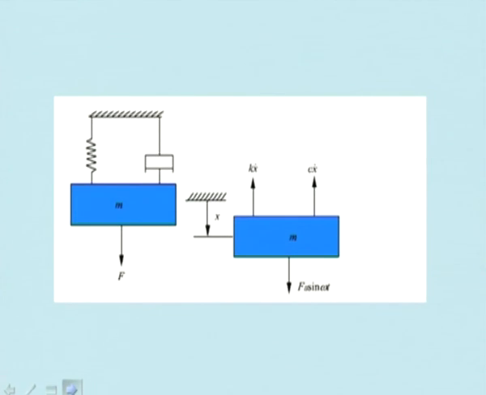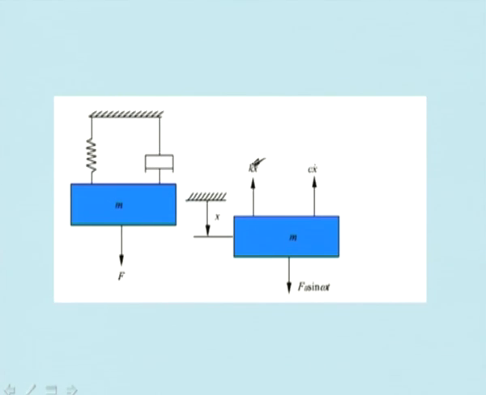Now let us try to study this: this is the mass, this is the spring, this is the dashpot, and this is x. Now here there is a force F acting. Let us assume that F is equal to F0 sine omega t. That means you have a sinusoidal forcing function, and this is kx, and this is c x dot.